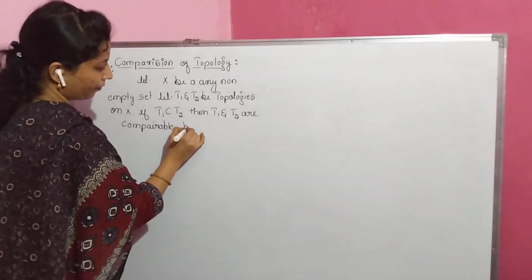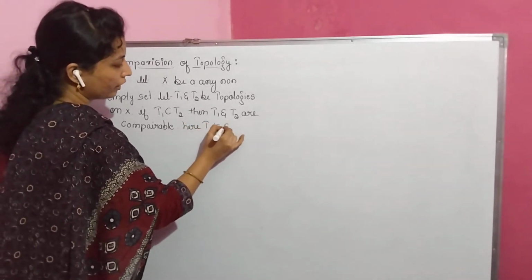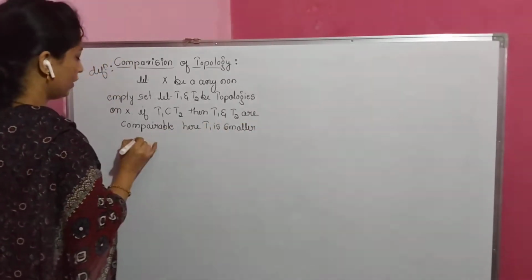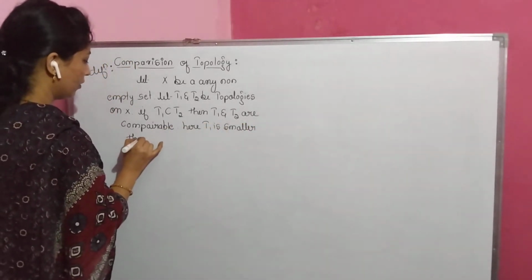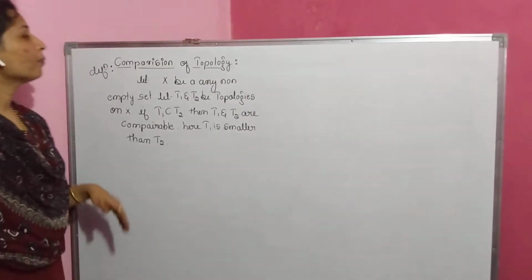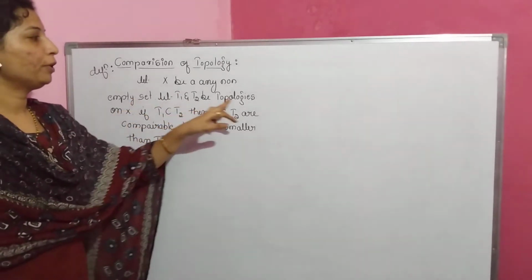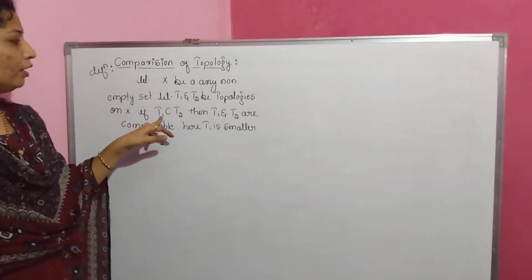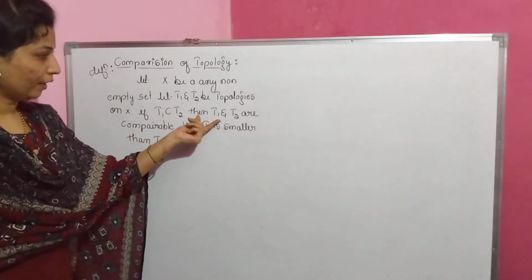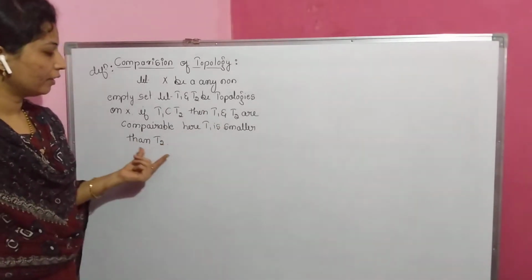Here, T1 is smaller than T2. Okay. Let X be any non-empty set. Let T1 and T2 be topologies on X. If T1 is a subset of T2, then T1 and T2 are comparable. Here T1 is smaller than T2.